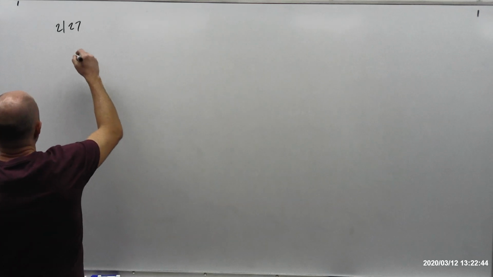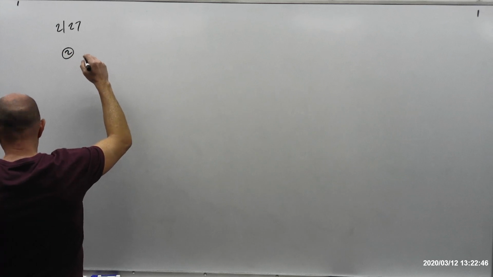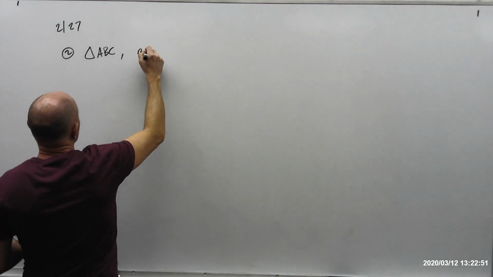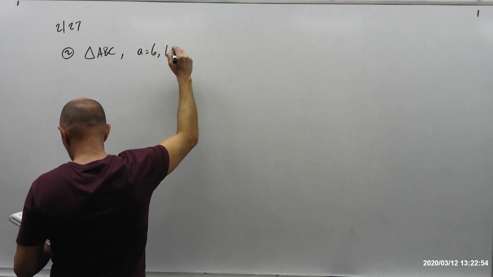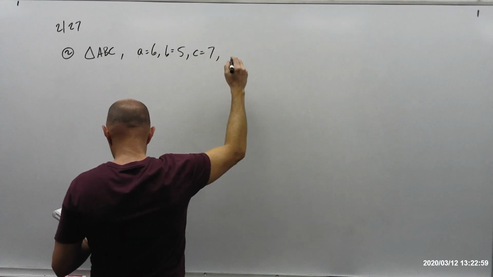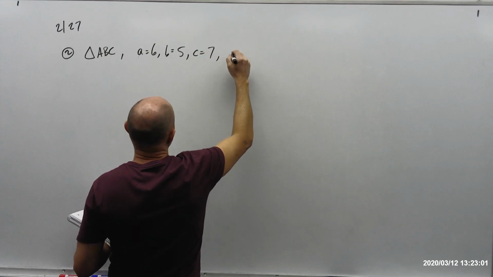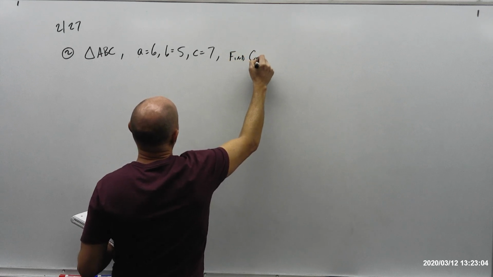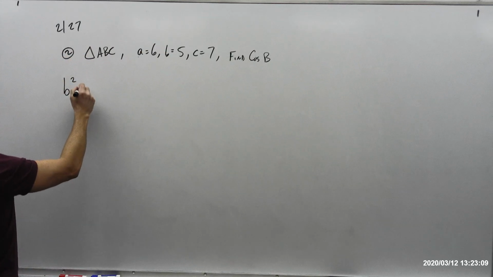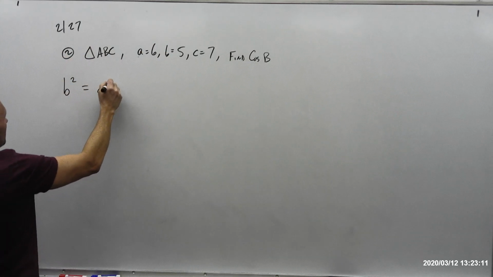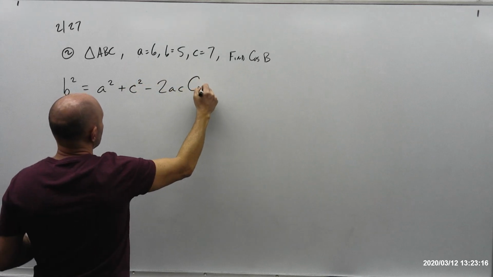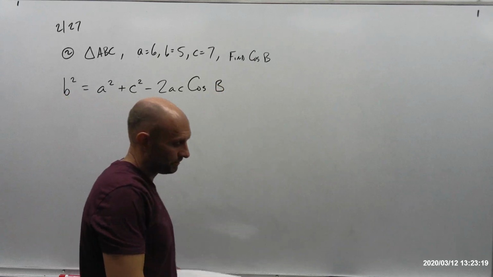Number 2 is our law of cosines problem again. We have in triangle ABC, side a is 6, side b is 5, side c is 7, find cosine of B. So cosine of B means that the side b has to be on the left, so b squared is a squared plus c squared minus 2ac cosine of B.